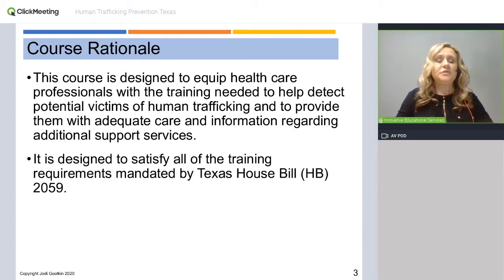The rationale for the course is to prepare the healthcare provider with knowledge and an understanding of available resources and mechanisms to play a role in supporting victims in escaping their trafficking situation. It is designed to satisfy the training requirements for Texas House Bill 2059.